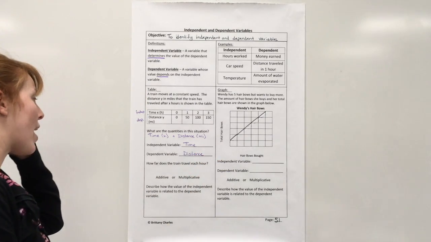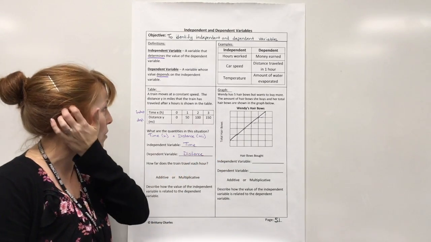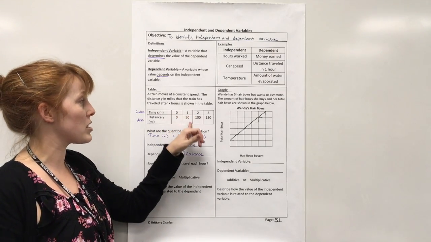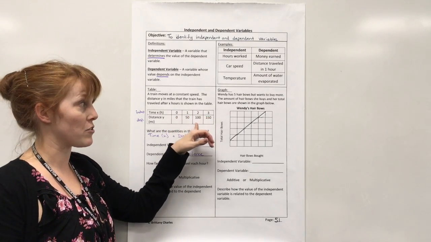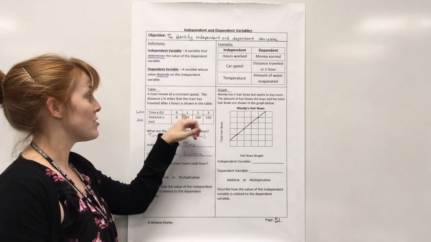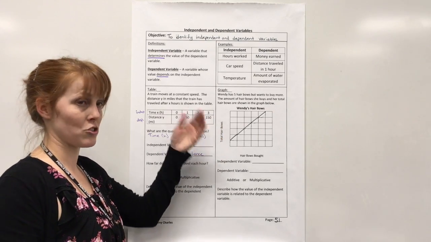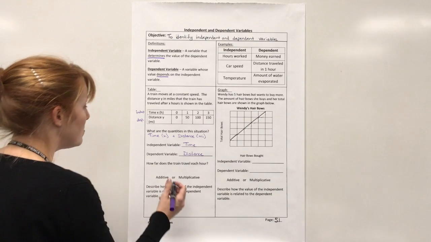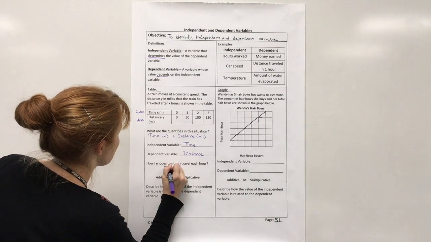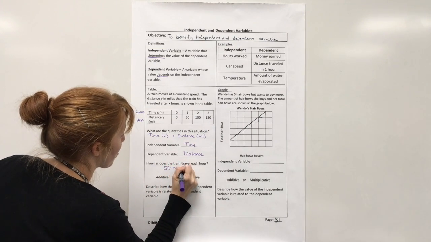All right, so how far does the train travel each hour? Well, you can see the first hour it went 50 miles, the second one it went 100, the third one it went 150. So that means it's going 50 miles, an additional 50 each time. So 50 miles per hour, or mph.